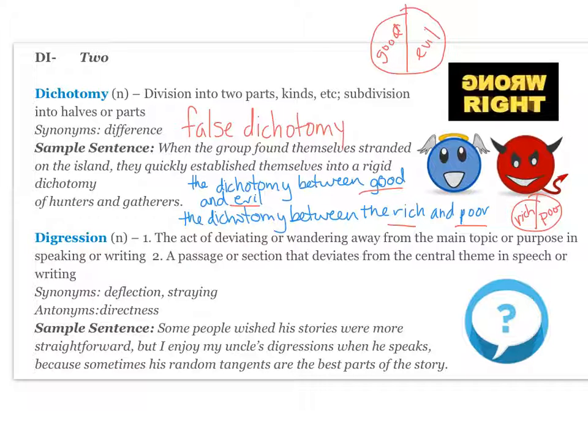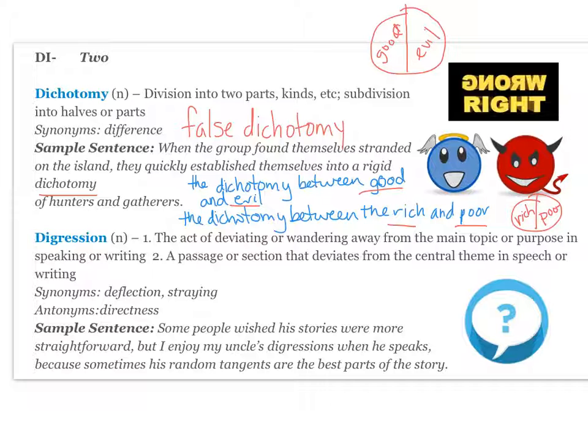No, it's not true that the world is actually divided like that. All right. Your synonym is difference, and your sample sentence is, when the group found themselves stranded on the island, they quickly established themselves into a rigid dichotomy of hunters and gatherers. So that would mean that some of them are hunters and some of them are gatherers, and all of them are one or the other, and none of them are both, right? The world is made up of hunters and gatherers.